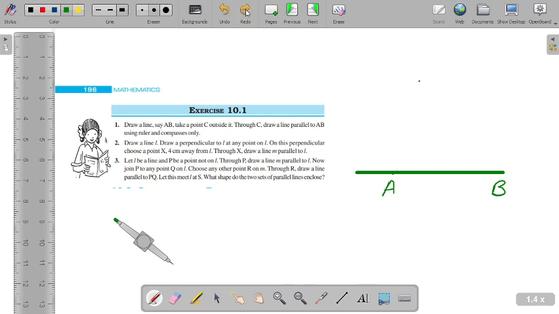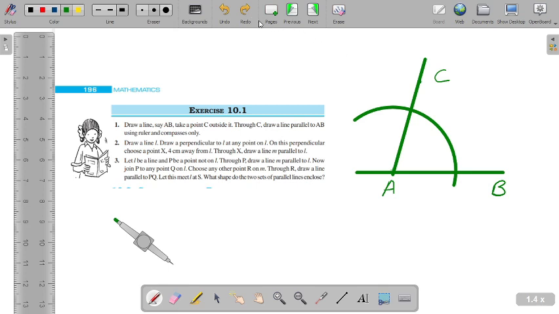Then after that, we take a point. We can name this point as C. So here you can see this is the point C. So after that, we join this A and C. Then after we have joined A and C, then at this point A, we draw an arc. So with this point A as center, we draw an arc.